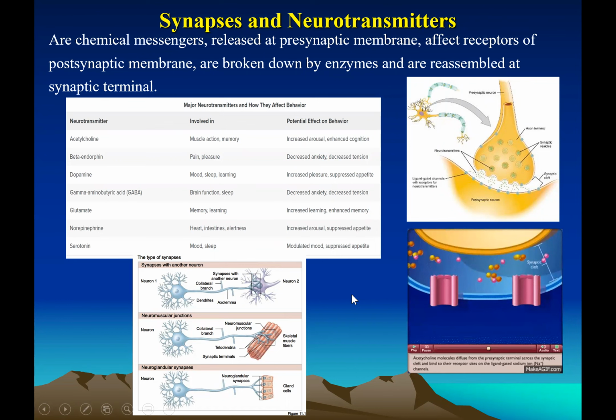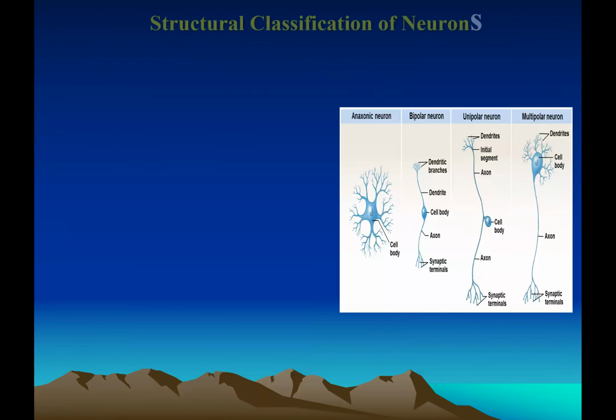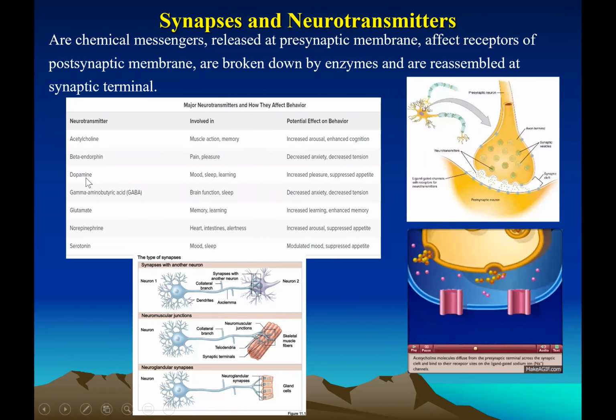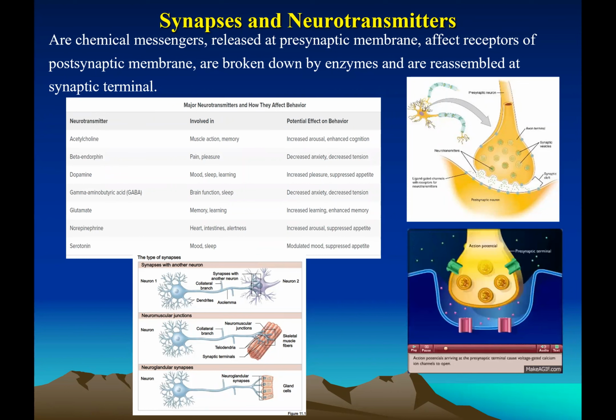There are many neurotransmitters. Some main neurotransmitters are mentioned here, like acetylcholine. That's what we'll be studying in the next few slides. It is involved in muscle action and also in memory. Let's take another one. Dopamine. All these are neurotransmitters. Endorphins, dopamine, GABA, glutamate, norepinephrine, serotonin. This is the mood modulating neurotransmitter.